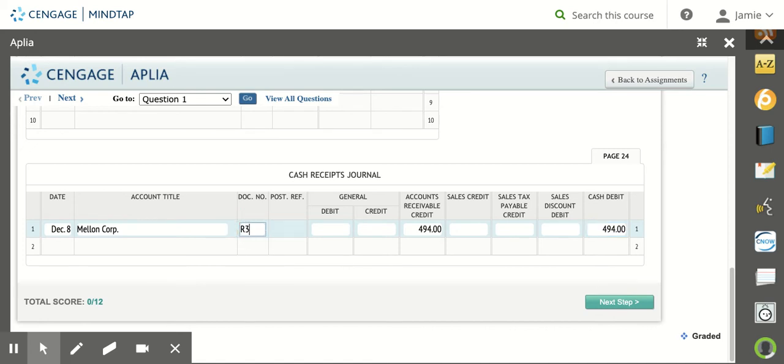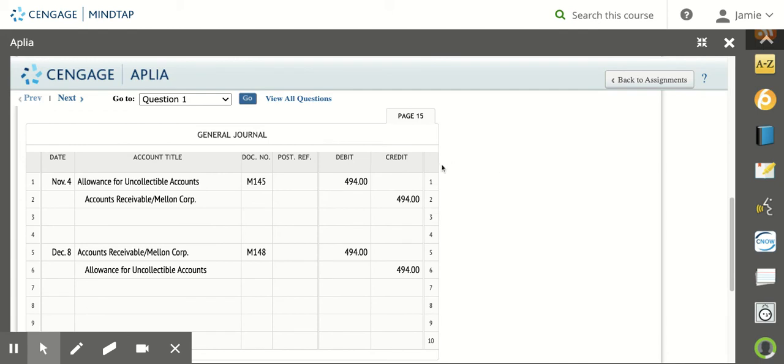R341. So account title is Mellon Corp, and that accounts receivable credit. So we're crediting Mellon Corp, debiting cash. So that is the three transactions that we have in 14-2.